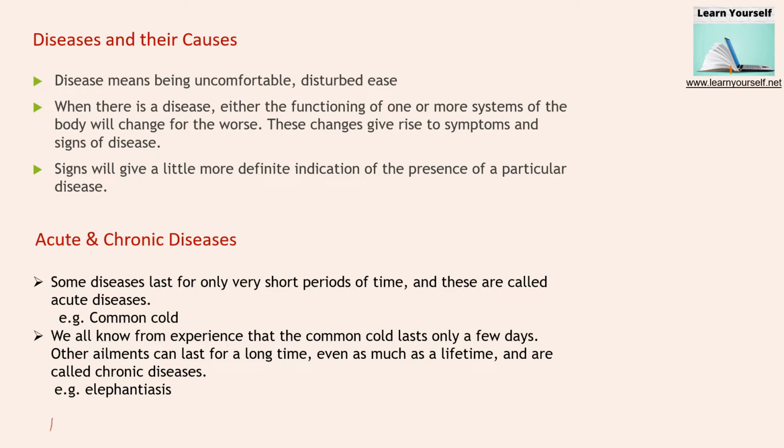So, disease means the functioning of one or more systems of the body will change for the worse. Change for the worse means it is not functioning well or properly. For example, our head is aching. That means it is not functioning well, or it has changed for the worse. Or we have a cold, then it has changed for the worse. So that means there is a disease.